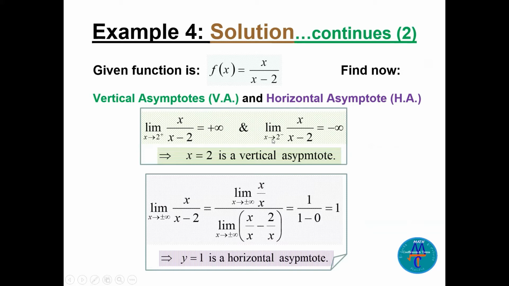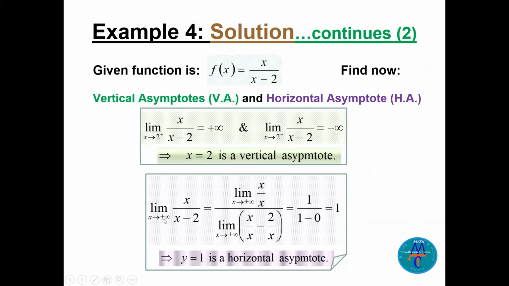If x goes to 2 from the left, that will be a negative number here, and this is a positive number. So that will be minus infinity. So x equals 2 is a vertical asymptote.